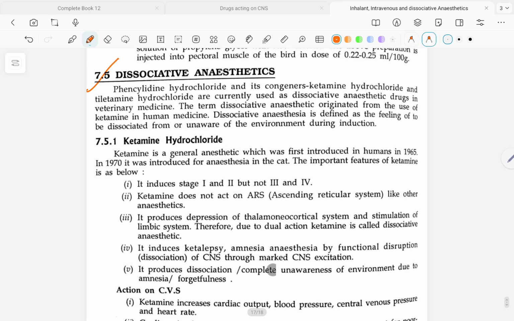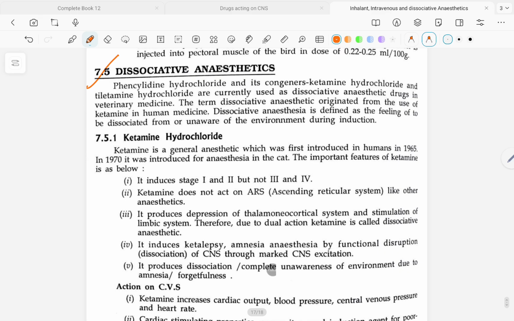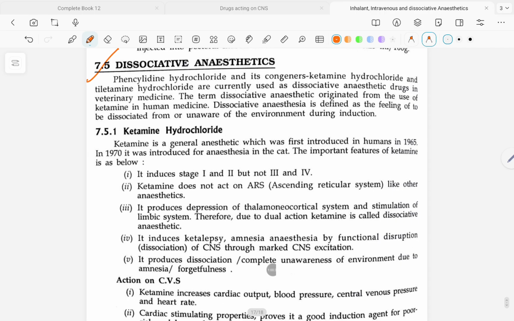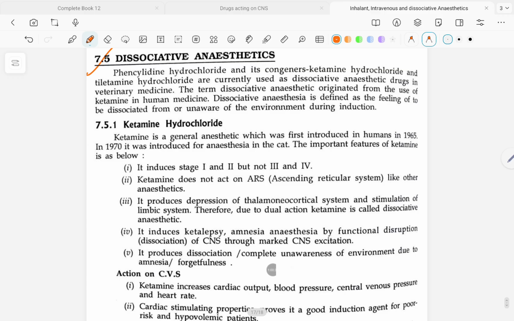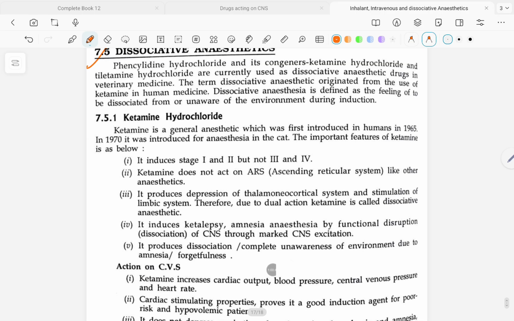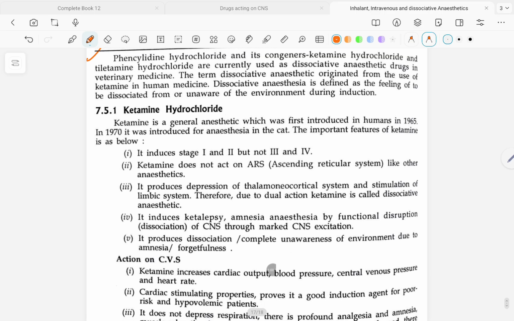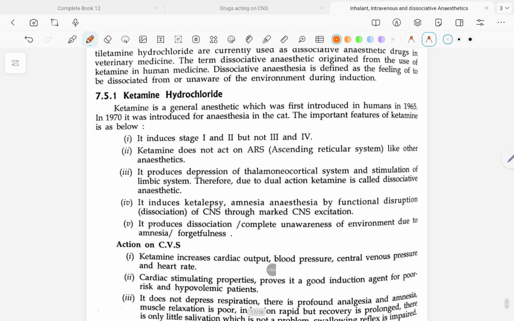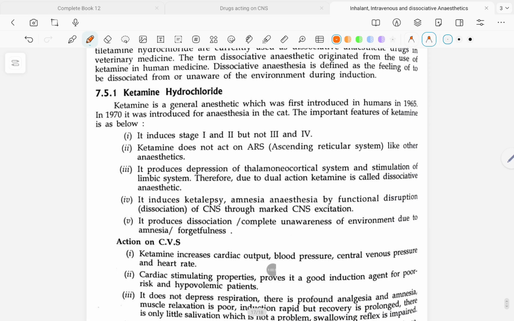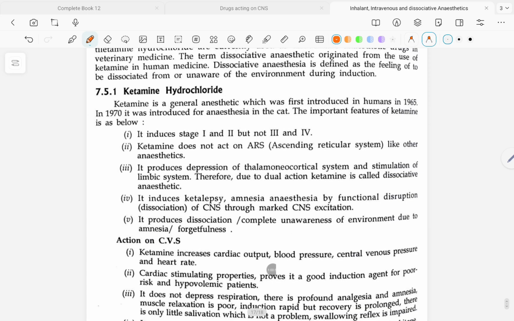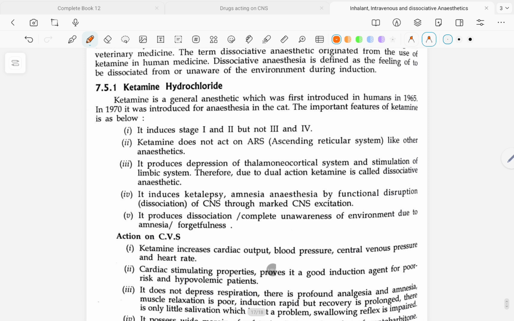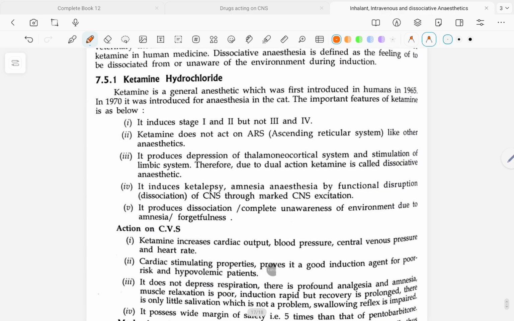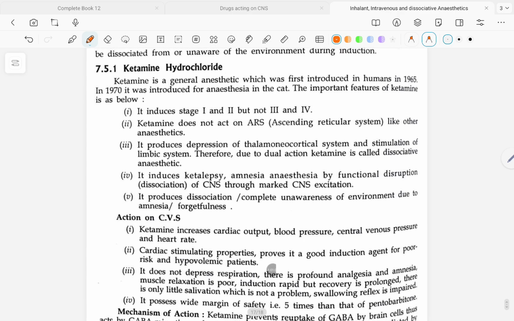Ketamine hydrochloride. Ketamine is a general anesthetic which was first introduced in humans in 1965. In 1970, it was introduced for anesthesia in the cat. The important features of ketamine are as below. It induces stages first and second, but not third and fourth. Ketamine does not act on the ascending reticular system like other anesthetics.